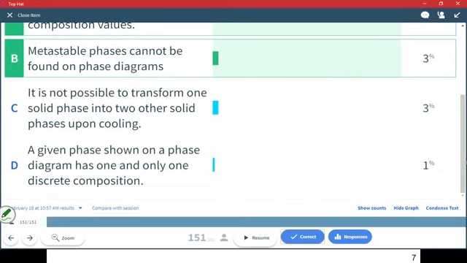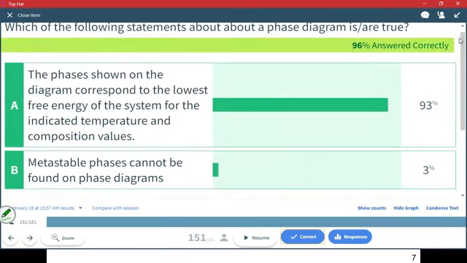And then, well, you guys got the rest, so I won't belabor the point. But you guys understand that something that's energetically stable and lowest will show up on the phase diagram, right? Okay.